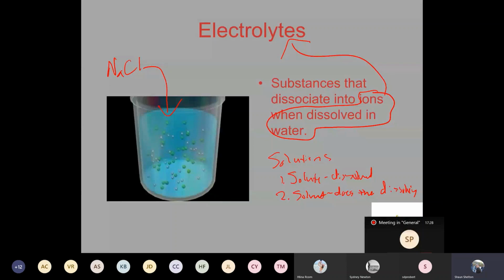Now, if we put NaCl into water, what happens to the NaCl? It dissolves. On top of dissolving, it also dissociates. In the solution, you form sodium ions and chloride ions. These sodium and chloride ions are called electrolytes. Anything that's considered an ion is considered an electrolyte. Not everything is going to form electrolytes, but some things will.